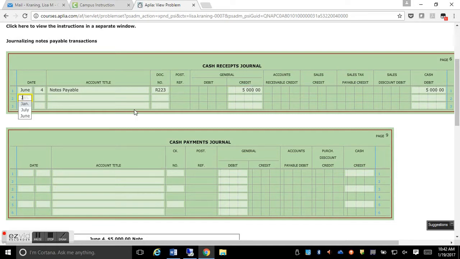This one will be July 15th. It says, signed a 120-day 8% note with Commerce Bank, $8,000. So it's July 15th. Once again, notes payable. The document number is R240. And the same thing, it will go in general credit, cash debit for $8,000.